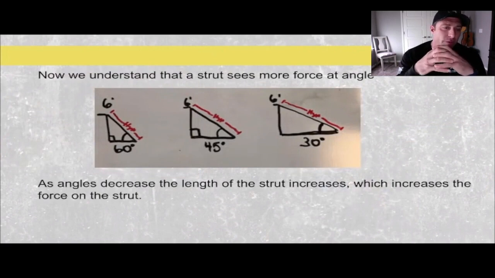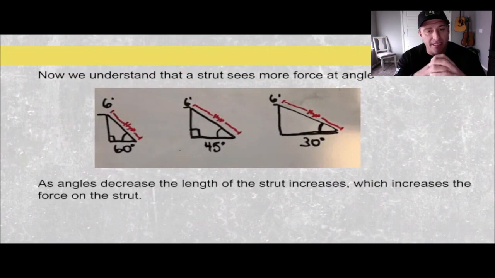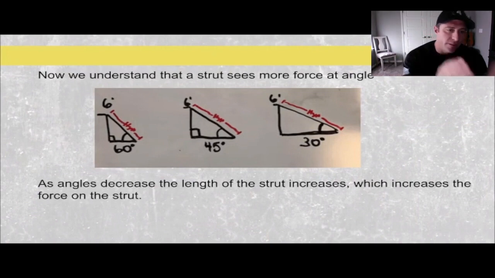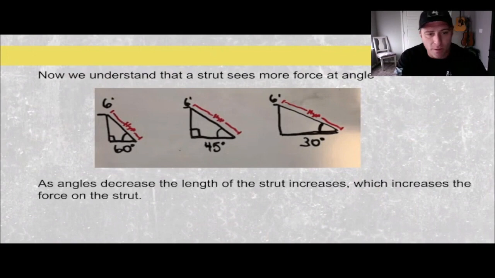So now, understanding that when we put things at angles, we create vectors. But for struts, it's much like if we think about rakers. As I put something at a lower angle, so I reduce my angle. So we look at this diagram and each one of these has a 6 foot insertion. So everyone has a 6 foot insertion. The first one's at 60 degrees.